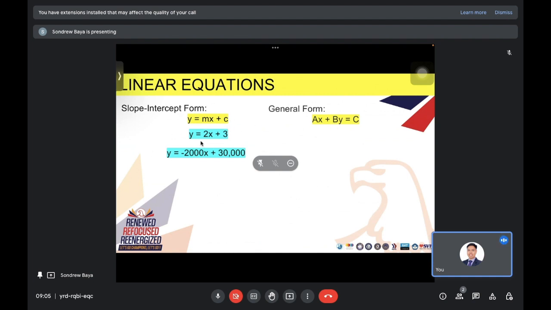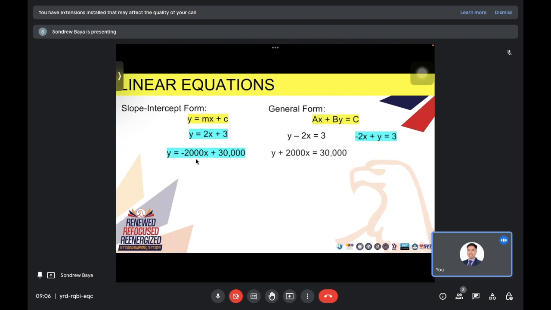So if we write this in the general form, we just have to transfer 2x to the other side and leave the constant on the right side. So all constants must be on the right side. If we do that, this becomes y minus 2x equal to 3. And we have to write x first, so we can just rearrange it. It now becomes negative 2x plus y is equal to 3. Therefore, this is the general form of the first equation in slope-intercept form. Similarly for this, we just have to do the same process.